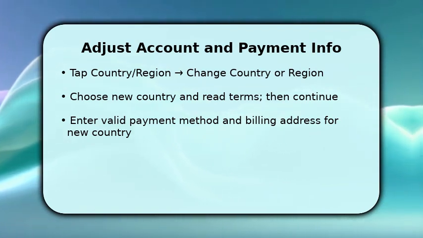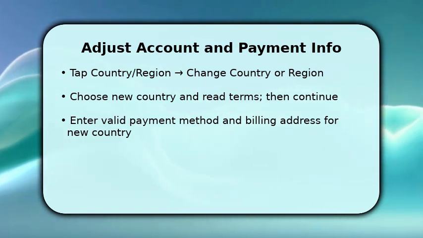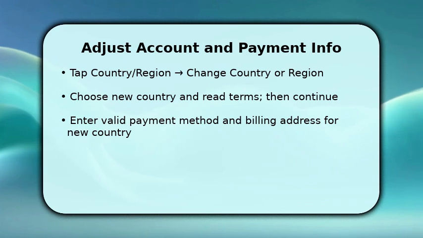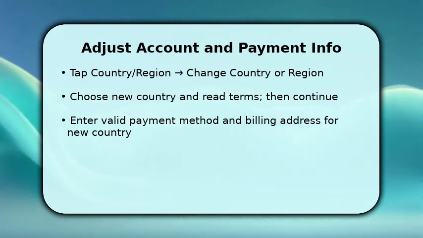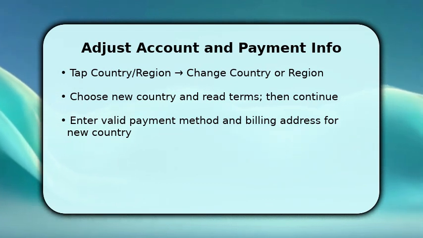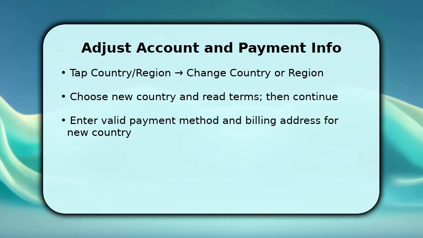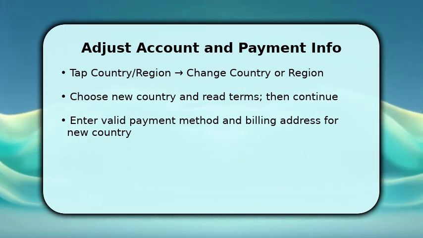Choose the country you want and make sure you read the terms and conditions. This matters because app availability and prices differ. Next, enter a payment method and billing address that match the new country. You can use a local card or select None if allowed. Make sure the details match exactly. Mismatched addresses or unsupported cards are the most common blockers.